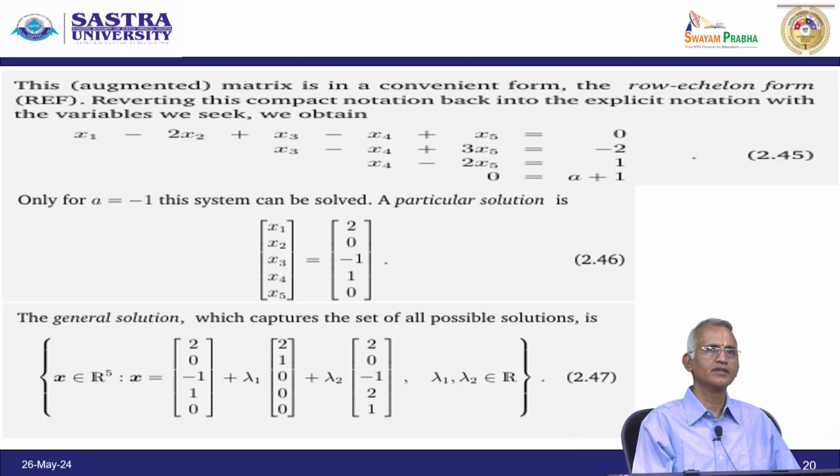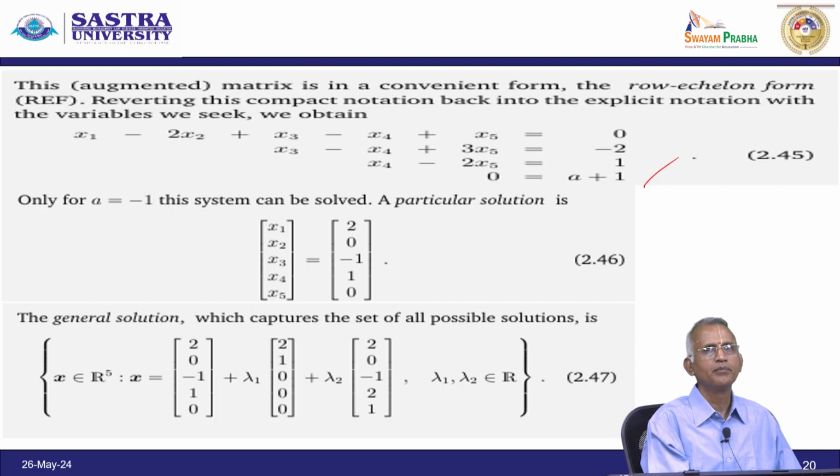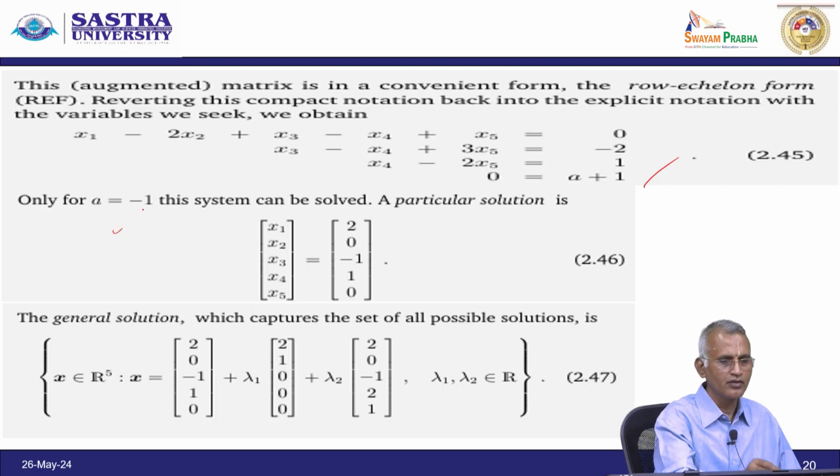Like, see, x1 minus 2x2 plus x3 minus x4 plus x5 equal to 0, and the second row is the equation x3 minus x4 plus 3x5 equal to minus 2, and the third equation is x4 minus 2x5 equal to 1, and the last, 0 equal to a plus 1. Therefore, a must satisfy a plus 1 equal to 0, therefore a equal to minus 1. This system can be solved.